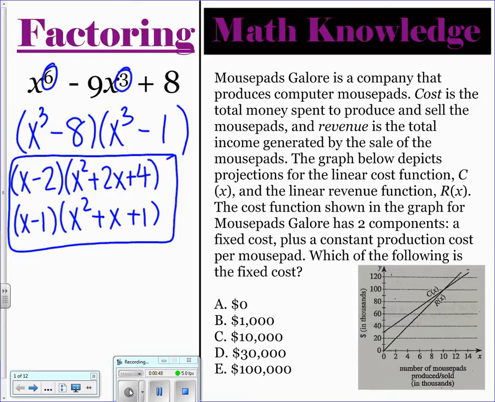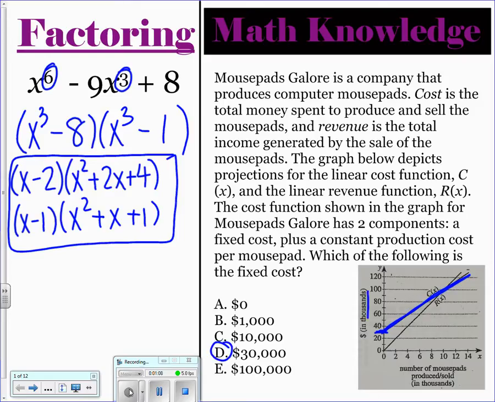For the math knowledge question, it asks about which of the following is a fixed cost. Well, that's when you're looking at your cost function. The fixed cost is the part where your y-intercept occurs. And if you look, your y-intercept occurs at 30, and it's in thousands, so your y-intercept occurs at 30,000.